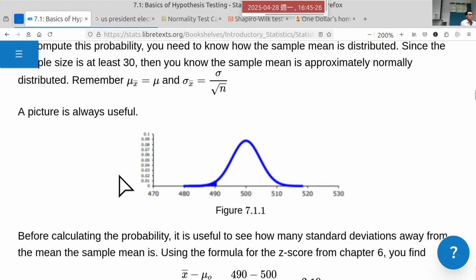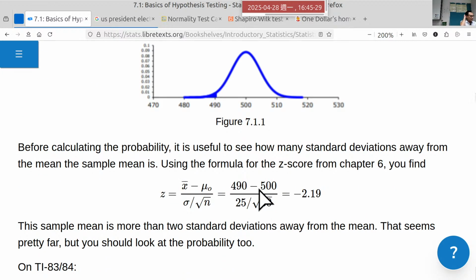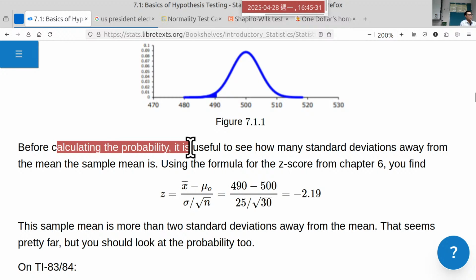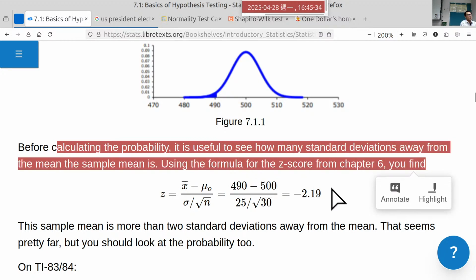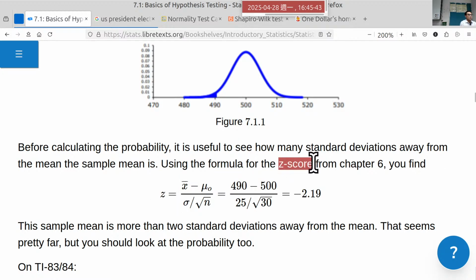Okay, a picture is always useful, like this one. Before calculating the probability, it is useful to see how many standard deviations away from the mean the sample mean is, using the formula of the z-score. We taught that last week in chapter 6. You will find the z-score like this: 490 minus 500 divided by sigma over the square root of n, and the answer is minus 2.19.